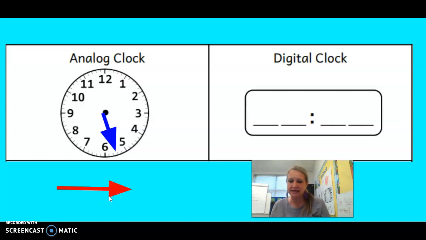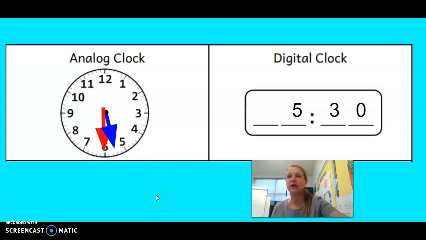What about my minute hand for 5:30? Count by fives. 5, 10, 15, 20, 25, 30. So it's going to point to the 6 again. Good job. What about the digital clock? Is it going to be 5 or 6? 5 for 5:30. And the minutes? That's going to be 30. Thank you very much, first graders. Now I will be on time to recess and I will be on time to school.